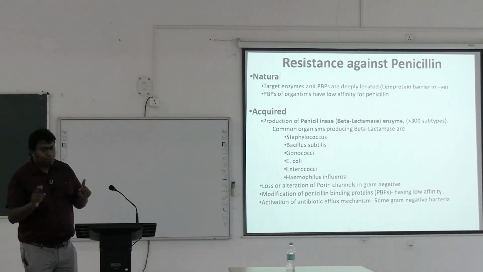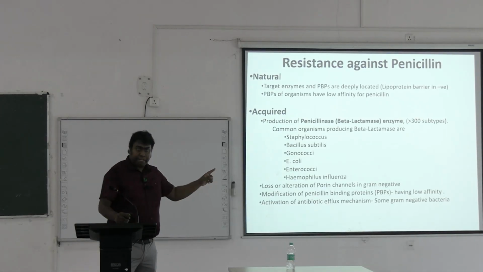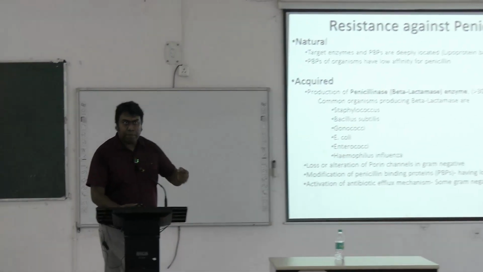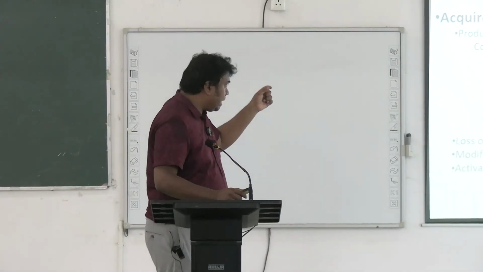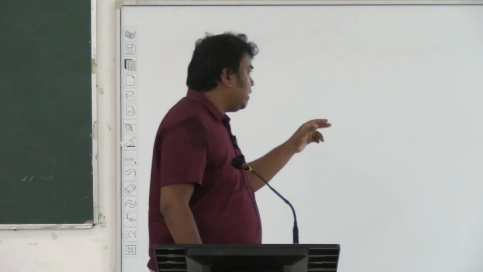Carbon nitrate bond will be killed by this penicillinase, which is one type of beta-lactamase. They develop resistance against Staphylococcus, Bacillus, Gonococcus, E. coli, Enterococcus, and Haemophilus.